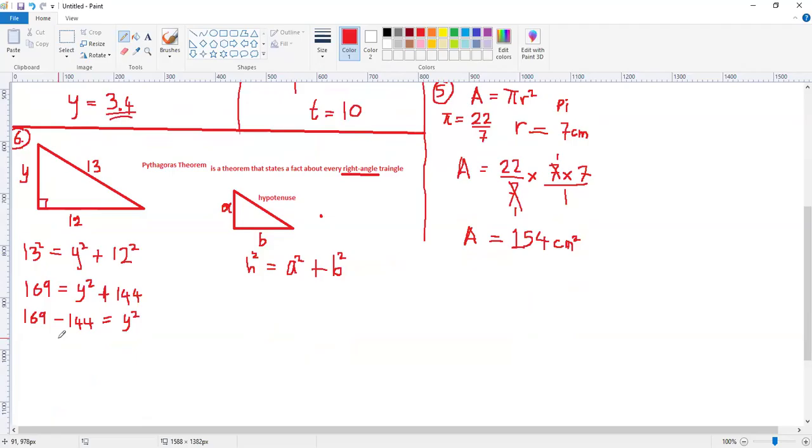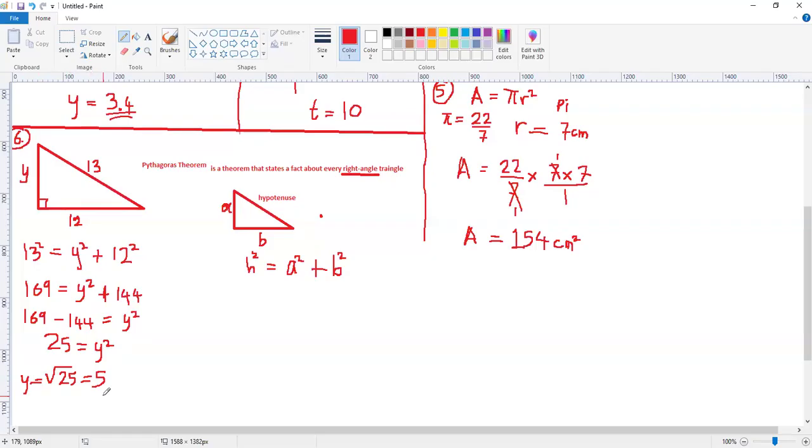25. Correct. 25. And I'm sure you've already gotten your answer for y. Yes, it's 5. Exactly. So when we take the square root of both sides, the square root of 25 will give us 5. And that's what our y is. y equals the square root of 25, which is 5.